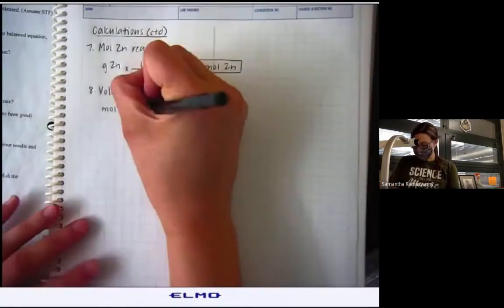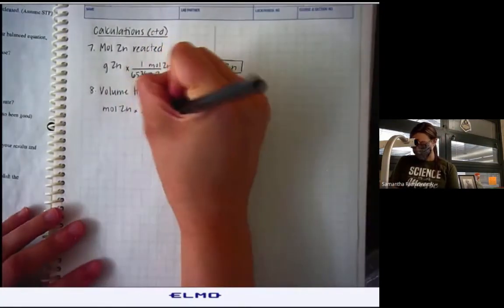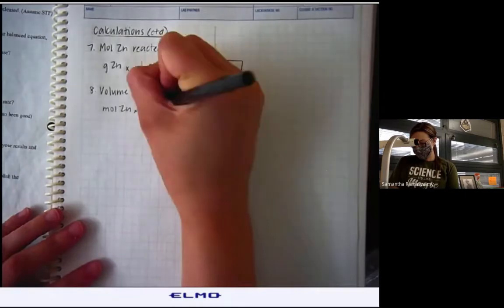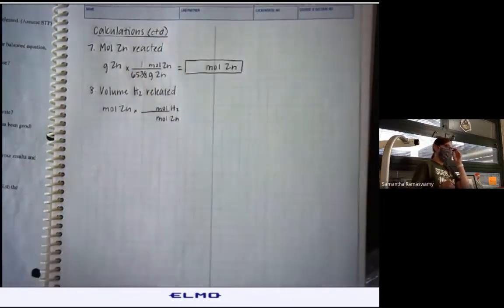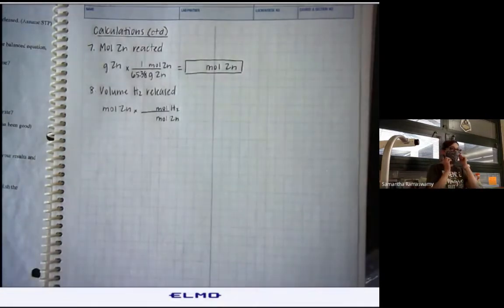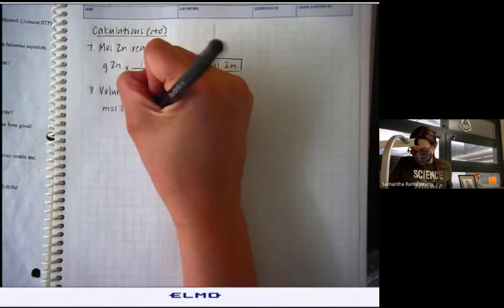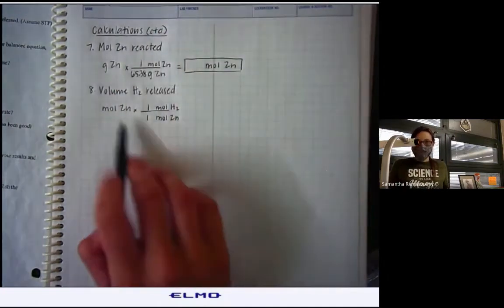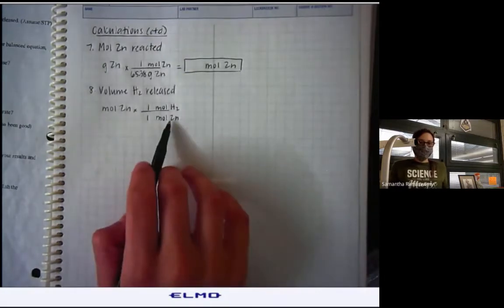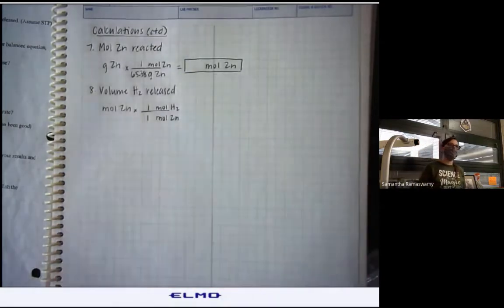Remember, when you do any stoich, if you want to go from one substance to another, it has to be in moles, because the balanced equation tells you the mole ratio. So we just said for 1 mole of zinc, we produce 1 mole of H2. So that lets us cancel out moles. Now we're at moles of H2.